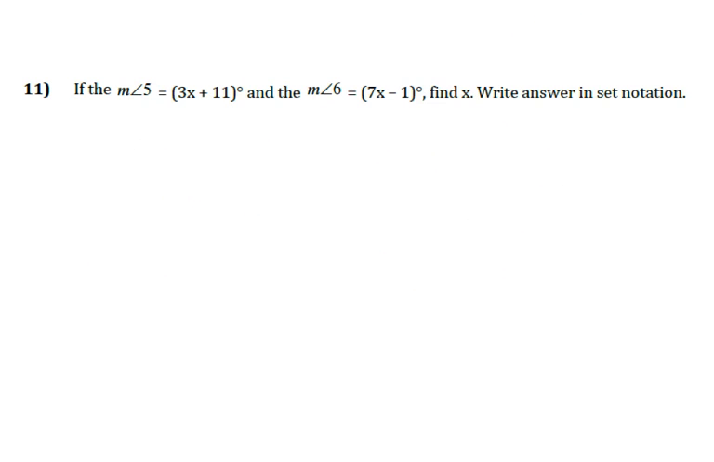Okay, number 11. So if the measure of angle 5 is 3x plus 11 degrees and the measure of angle 6 is 7x minus 1 degrees, find x. Write our answer in set notation. Now, it may be helpful for us to look at this and the relationship of angle 5 and angle 6. So let's take a look at how those two angles are related.